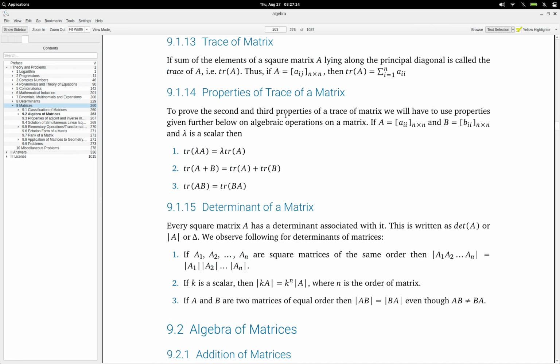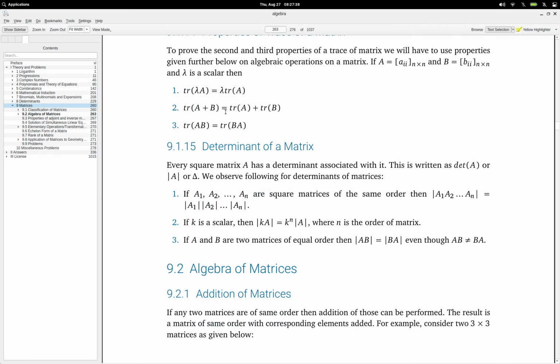Properties of the trace of a matrix. To prove the second and third properties of the trace, we will have to use properties given further below on algebraic operations on a matrix. If A is equal to Aij of order n by n and B is equal to Bij of order n by n, and lambda is a scalar, then trace of lambda A is equal to lambda times trace of A. Trace of A plus B is equal to trace of A plus trace of B. Trace of AB is equal to trace of BA.